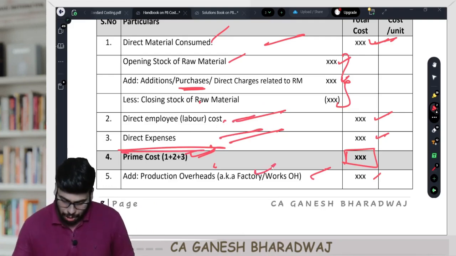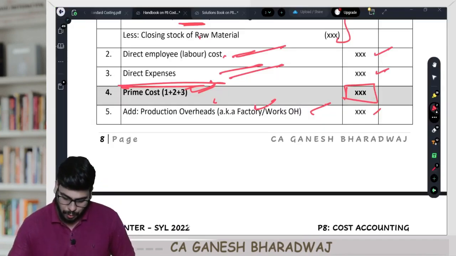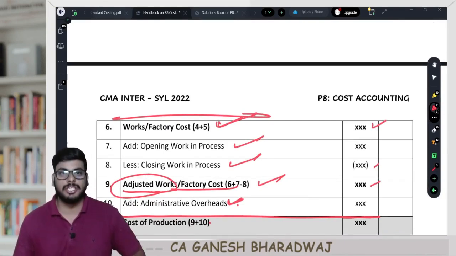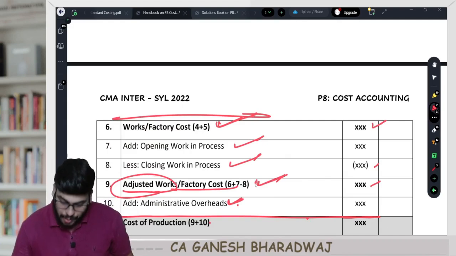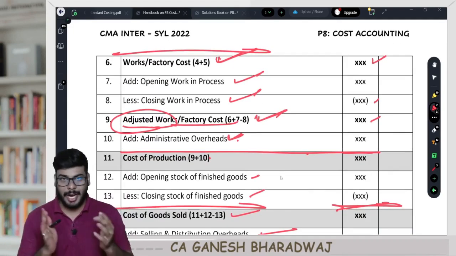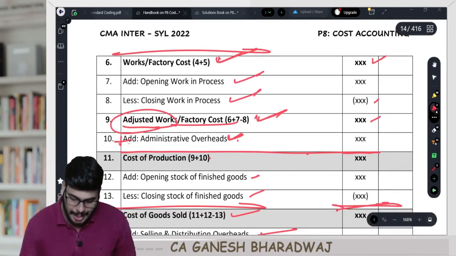To this, add your POH, this figure you add. Now you get what? Now you get your works cost, also known as factory cost. To this, add your opening WIP less your closing WIP. You get adjusted works or adjusted factory cost. Now what you need to do, ideally this is all it should be, but one additional thing CMA Institute does, add your AOH.